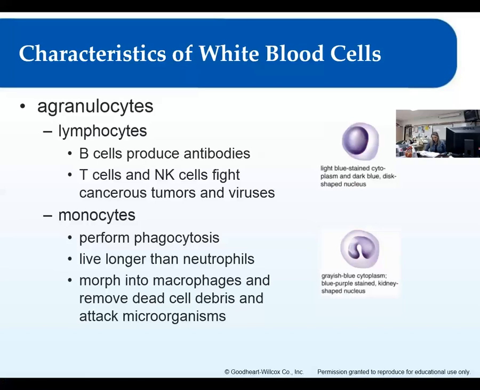Monocytes. These are actually our largest white blood cells. They're pretty big. Look at the size. Well, the size on here doesn't necessarily look like that, but they are usually the largest white blood cells. And it says these perform phagocytosis. They live longer than neutrophils, morph into macrophages that then remove dead cell debris and attack microorganisms.